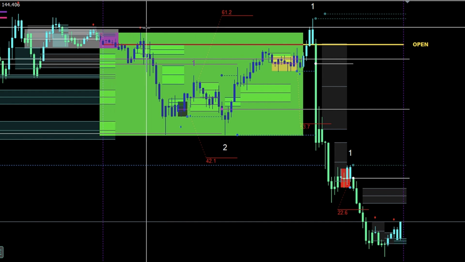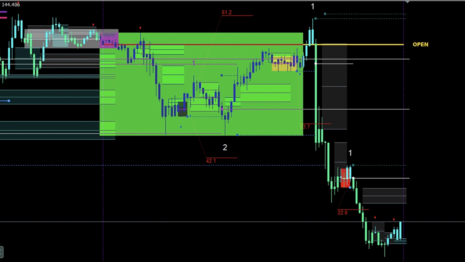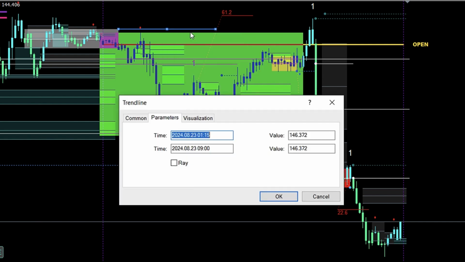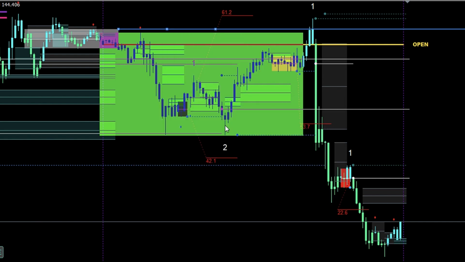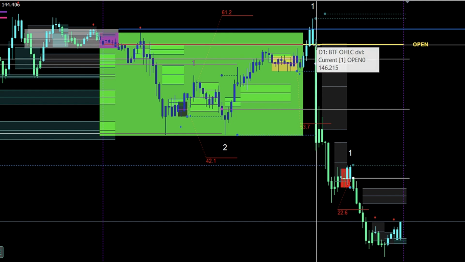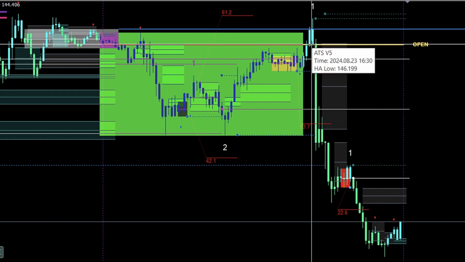So this was our important line. The important line, as you can see, was the top of this box. Okay, it couldn't hold above it. The important lines are the top of the box, the middle of the box, and the bottom of the box. In this case it was the top of the box. As you can see, it didn't hold above it and immediately reversed. It also touched the open price. So our entry would be this.